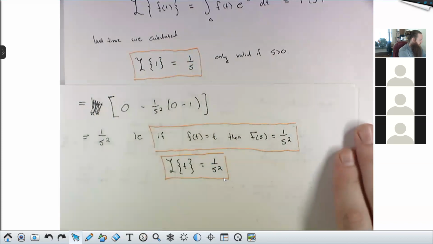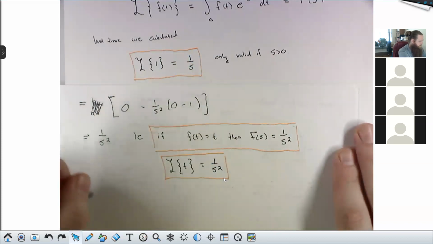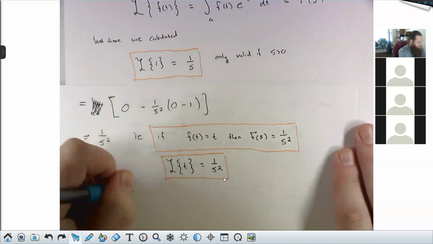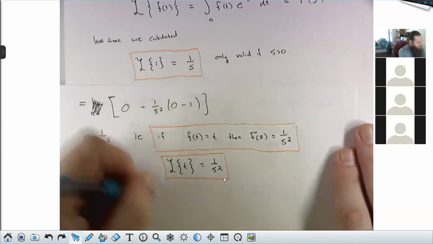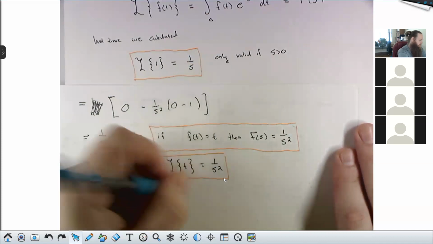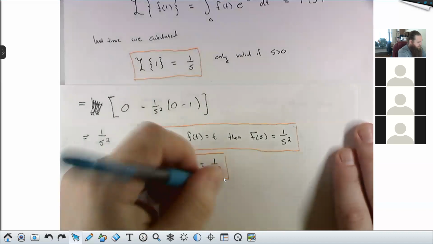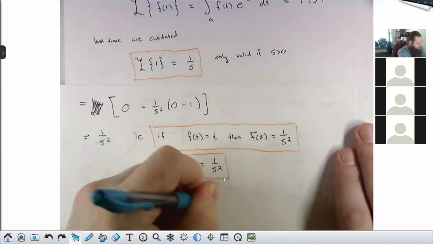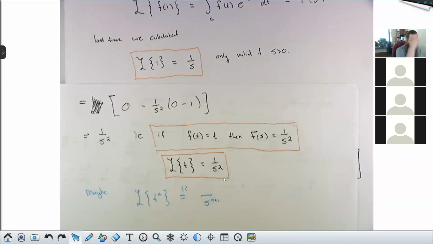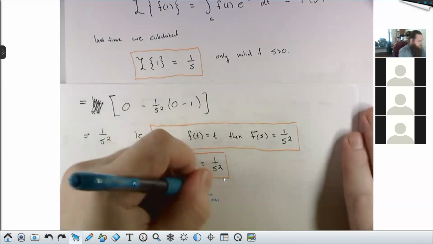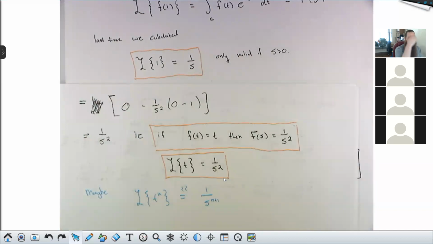We begin to think maybe that the Laplace transform of t to the n is something like 1 over s to the n plus 1, or has an s to the n plus 1 downstairs. And it turns out that the 1 is not correct. It turns out that we do get other terms upstairs, but it's proportional to 1 over s to the n plus 1. That's the good news. In general, what you're going to get upstairs is a factorial.